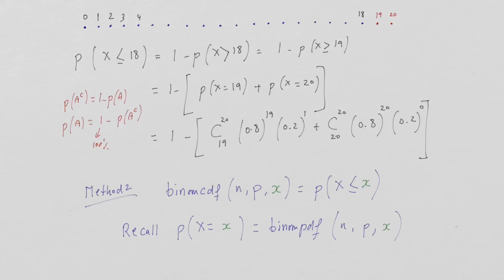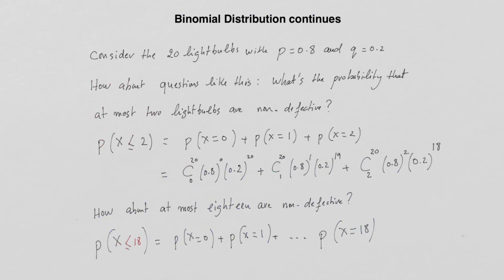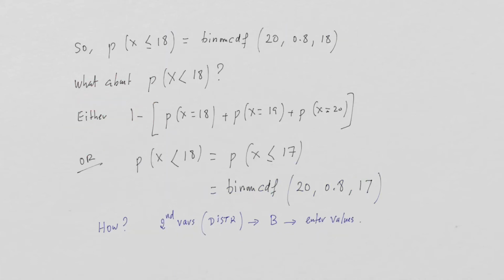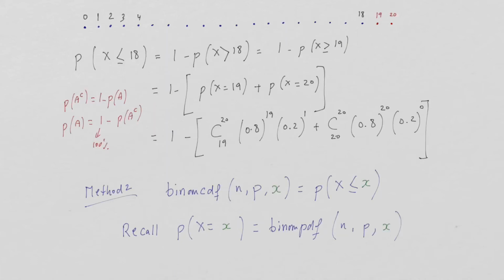And you can get all of this in one shot. You go to second vars, which is distribution. In the past, we went down to A. Now we're going to go to B. You scroll down until B, and you're going to see binomial CDF. And you enter your 3 numbers. Your N, number of trials, is 20. P is 0.8. And X, in our case, is 18. And you will get all of this for free.